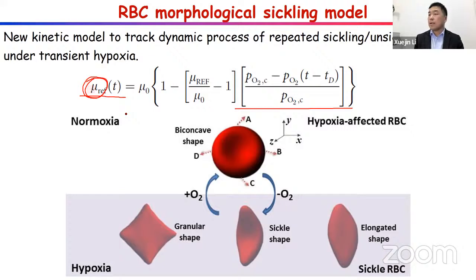Okay, I see. And by the way, how do you define sickle RBC, I mean, a rigid sickle RBC and a deformable sickle RBC? It purely depends on the shape, or not only the shape, but also the mechanical property of the cell membrane. For example, for the deformable sickle cell, we just use a smaller shear modulus. But for the rigid sickle cell, this value is quite high.